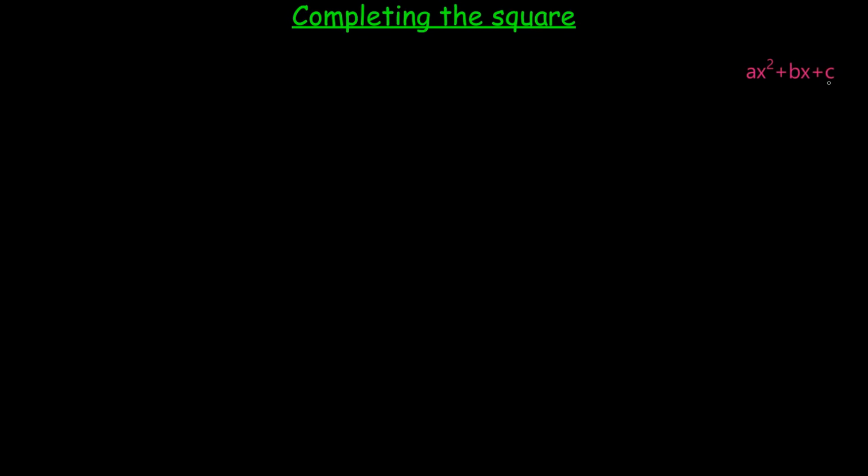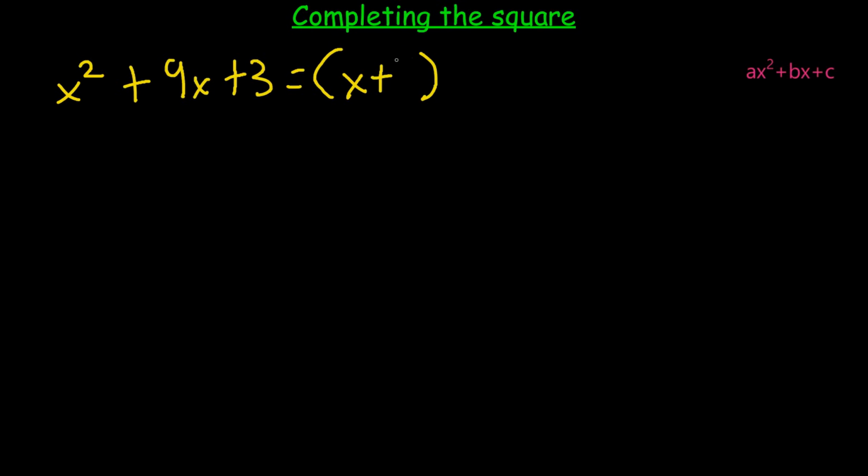Now let's introduce our constant c. Let's say we have x squared plus 9x plus 3. Now this is equal to x plus 9 over 2 squared minus our squared number here.